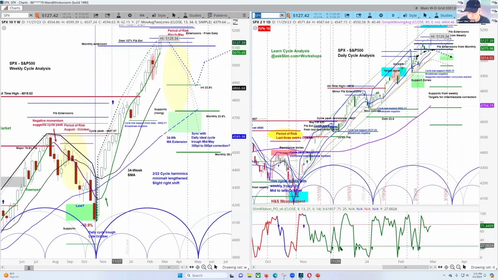You can see the slim ribbon PO on the bottom, right over here, the level 4 study that we have that you can put on your Thinkorswim charts. If you become a level 4 member, this has been telling you about upside resumptions, each of those arrows forming and telling you how positive it is.